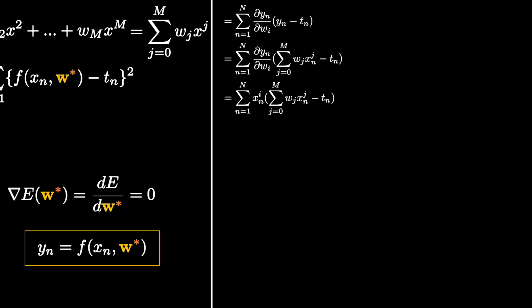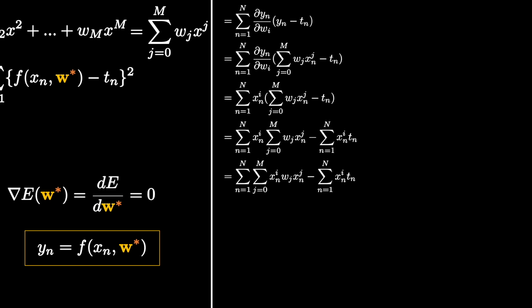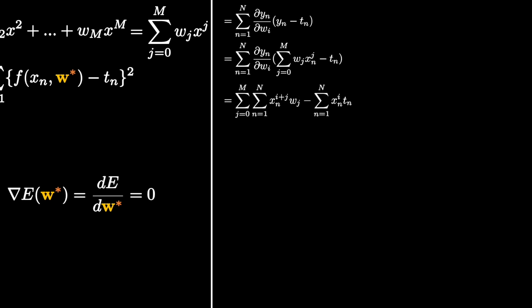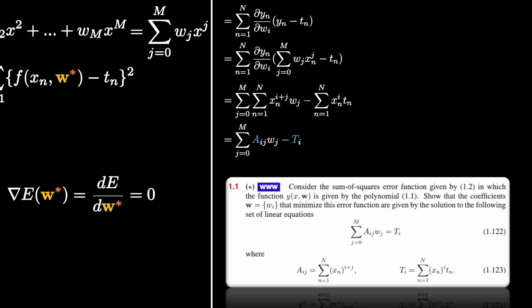Now, simply moving the sum of x inside. Here is one more simplification step to isolate them. And finally, we combine the powers of x in the first term. This is yet another way to write the equation where I have now used the matrix representation with the symbols A and T. This, by the way, is also the solution to the exercise 1.1 in the book, where the author asks us to show that the weights can be obtained by solving the system of linear equations. You can see that we have the same answer and the conclusion.